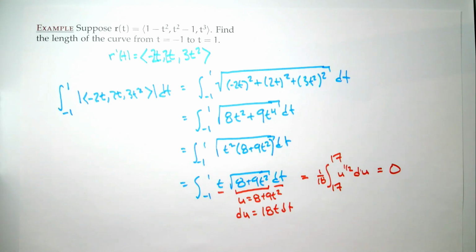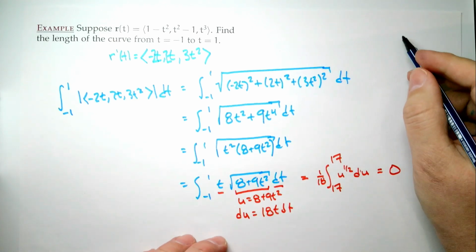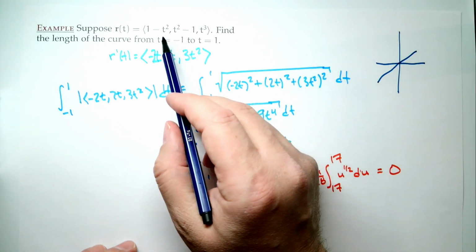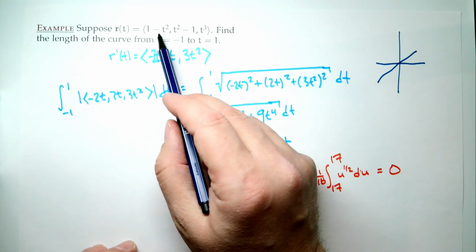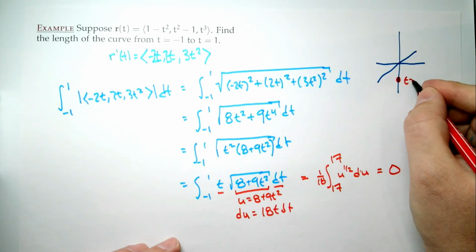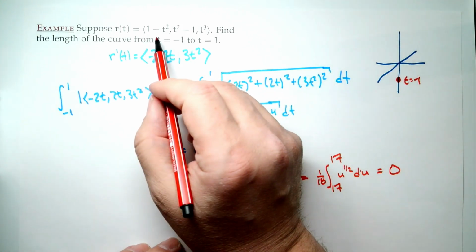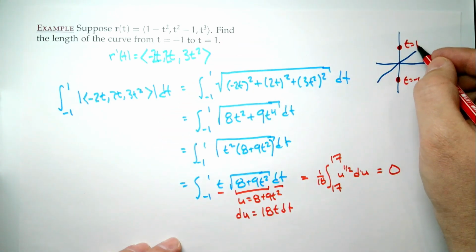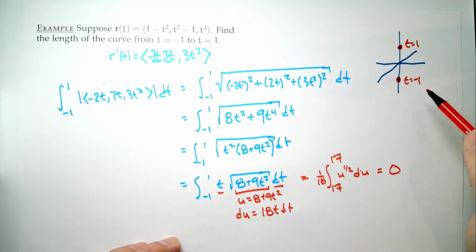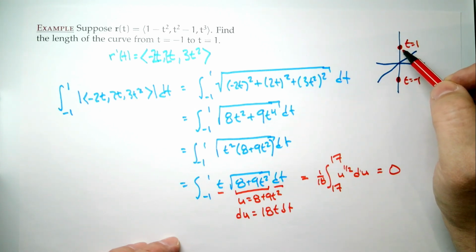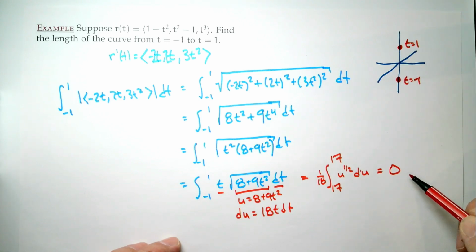Wait a second, hold on. That's weird. Let's think about this. Where are we at time negative 1? Plug in negative 1. What do you got? We have 0, 0, negative 1. Okay, so we're down here at time negative 1. Where are we at time 1? 0, 0, 1. We're up here. So somehow we were able to manage to get from negative 1 at this point to time 1 at that point, which are not the same point, and we went distance 0.